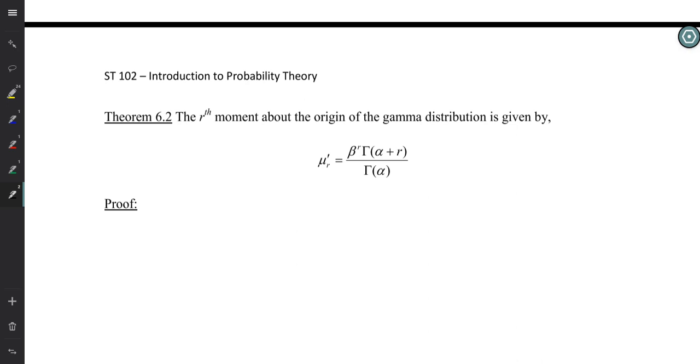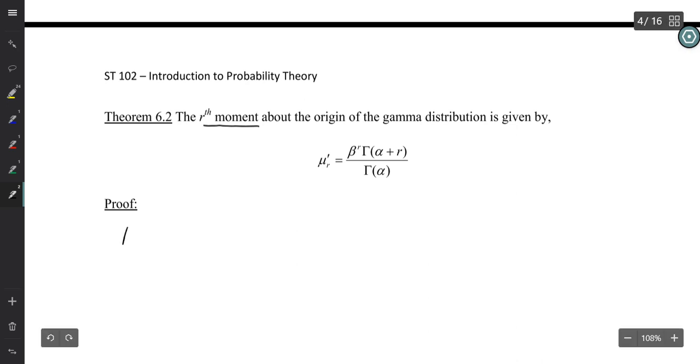Therefore, we use this theorem: the rth moment about the origin, which is defined as mu r prime, is beta to the r times the gamma function evaluated at alpha plus r over gamma at alpha. Let's try to prove this one. And then we can easily use this theorem 6.2 to evaluate the mean and the variance of the gamma distribution.